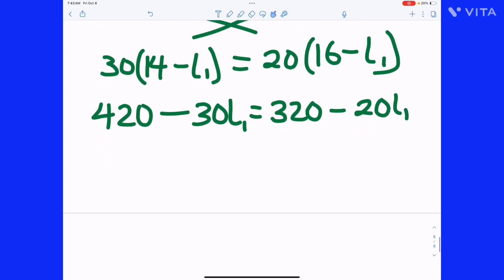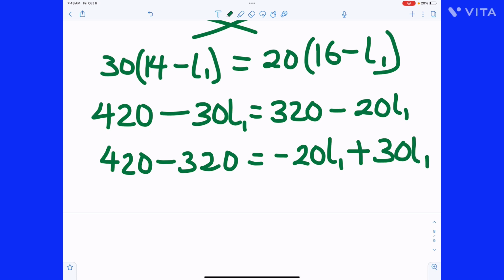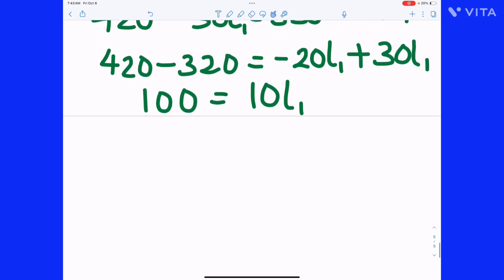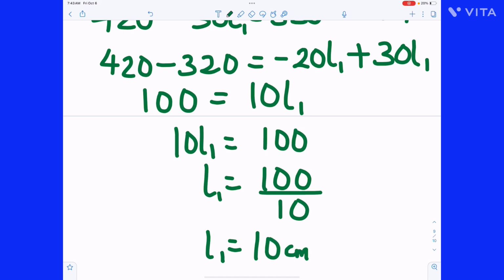So what will I get for this? I will get 420 minus 320, collecting like terms, is equal to minus 20 L1 plus 30 L1. Can you see that? So 100 is equal to 10 L1. Minus 30 plus 20 is 10. So take note of that. I can rearrange. 10 L1 is 100. L1, the original length of the spring, is 100 divided by 10. So L1 is 10 centimeters.